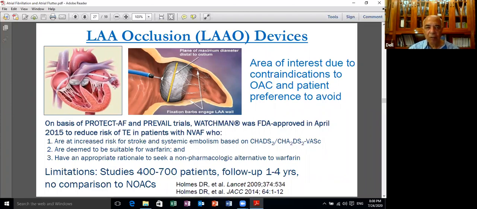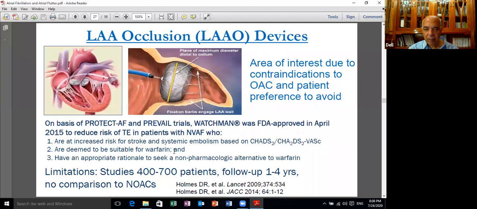We have at least a dozen of these occlusion devices, including the Amplatzer plug occlusion and the Amulet occlusion device, and all of them are not approved by the FDA so far, but they are in use in Europe. The indication is for patients at increased risk because of a high CHA2DS2-VASc score, but who are not suitable for anticoagulants on a long-term basis.